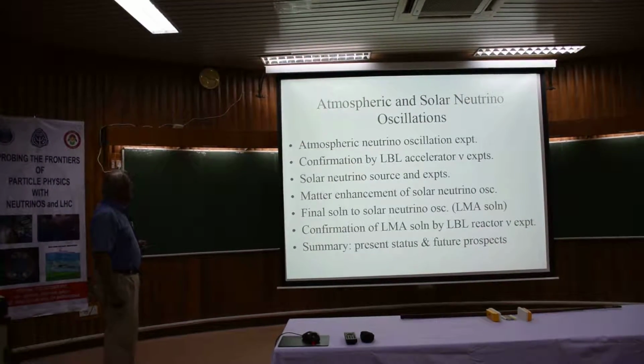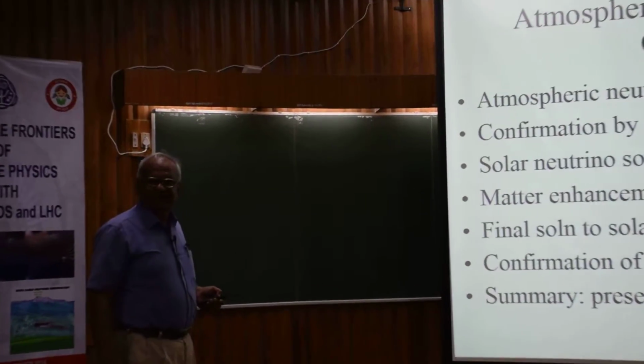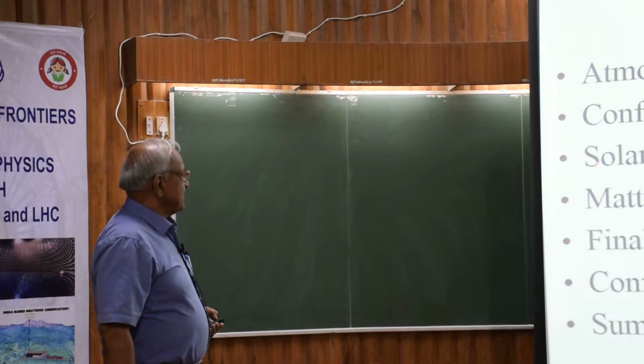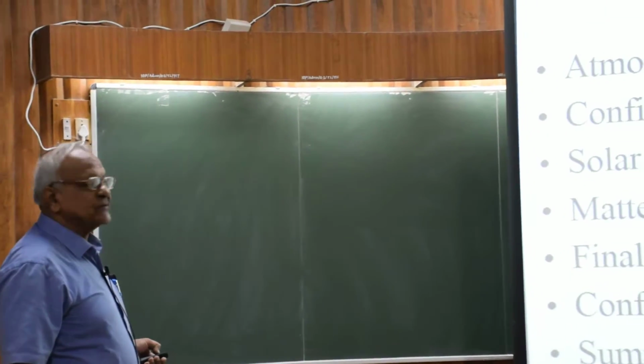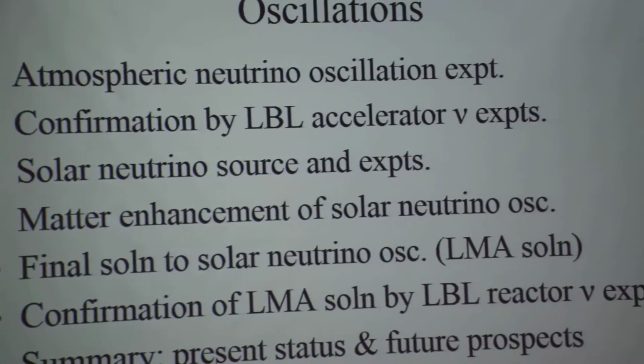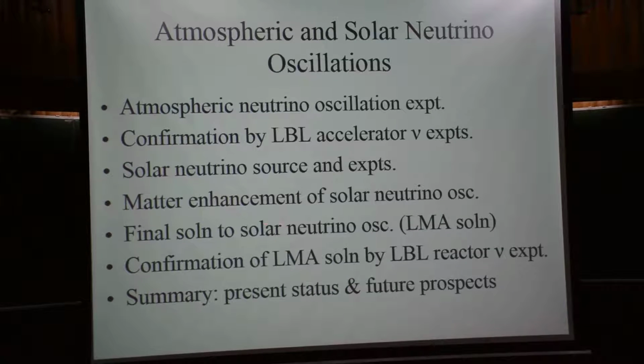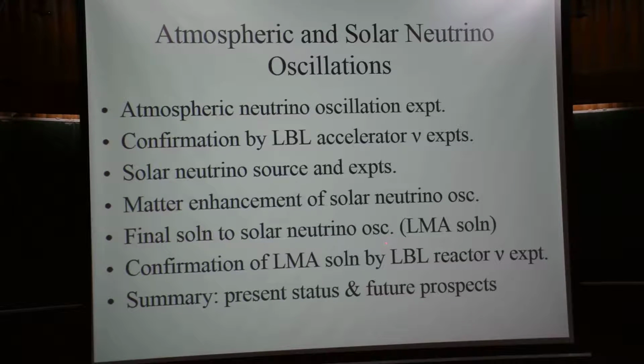Yesterday we covered the atmospheric neutrino oscillation experiment and its confirmation by the long baseline accelerator neutrino experiment. Our plan today is to start with solar neutrino sources and experiments, then discuss matter enhancement of solar neutrino oscillation, the so-called MSW effect. That suggests several solutions, out of which finally the so-called large mixing angle solution is selected to explain our solar neutrino data. And then it is confirmed by the long baseline reactor neutrino experiment.